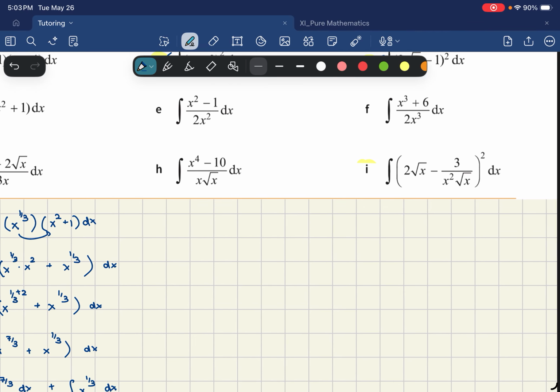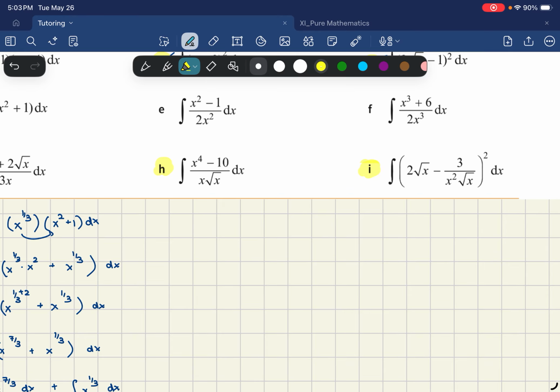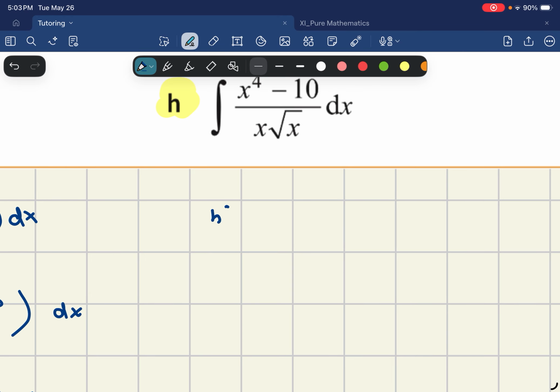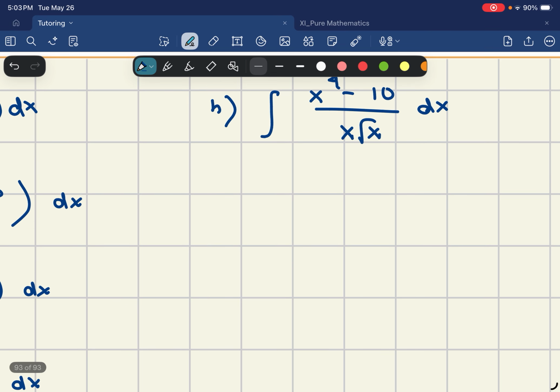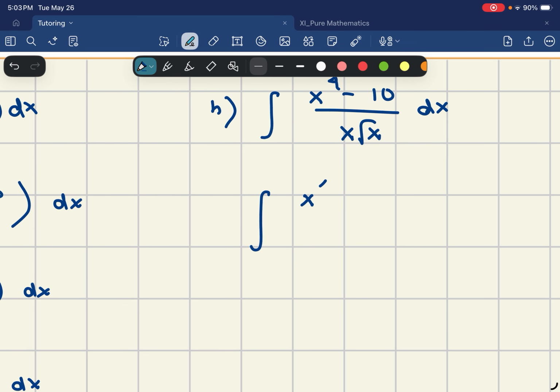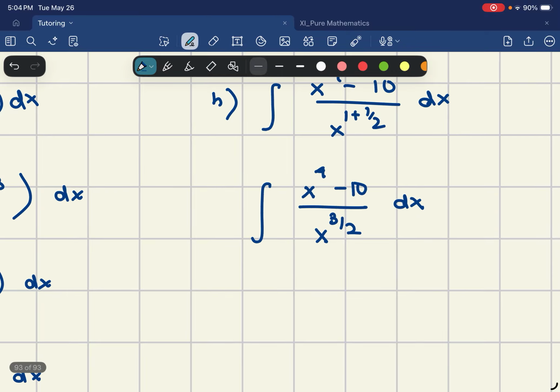Alright, so question, I remember I said I would do h and i. Alright, so let's do h. I have integral of x to the power 4 minus 10 over x square root of x dx. Alright, so this is going to be x to the power 4 minus 10. X times square root of x is x to the power 3 over 2. Because this is just x to the power 1 times x to the power half, which is x to the power 1 plus half, using the rules of exponents. So yeah, I get this expression.